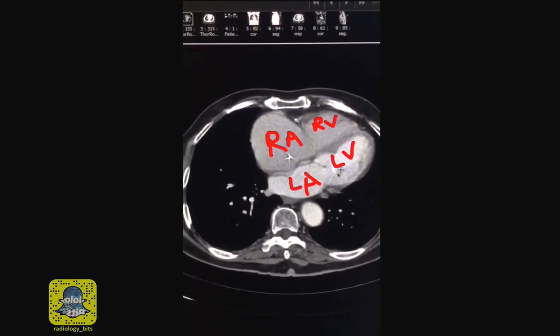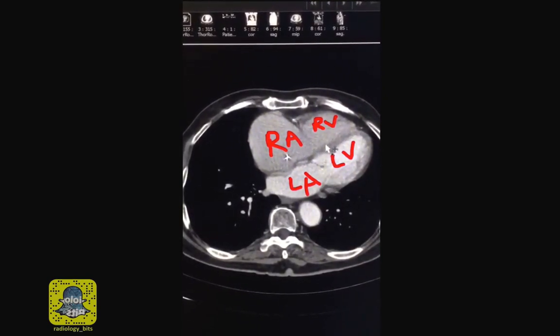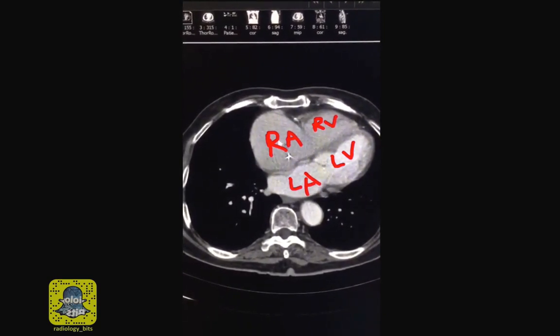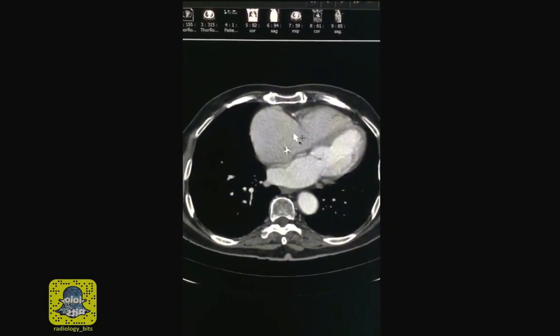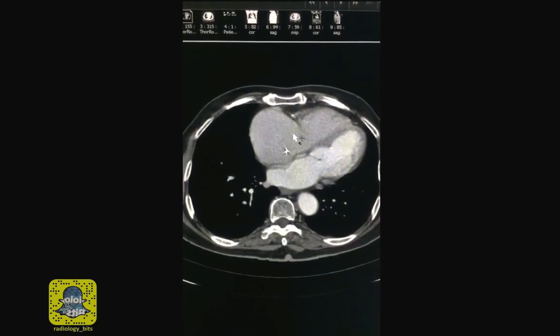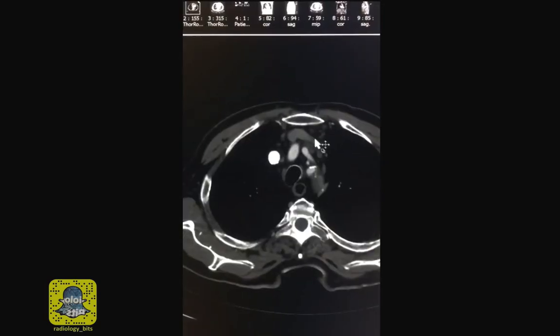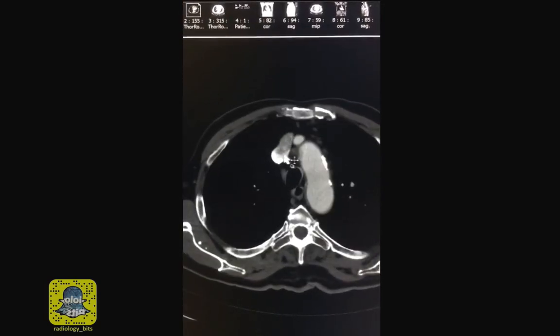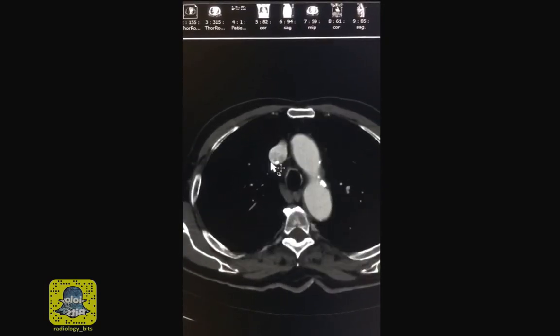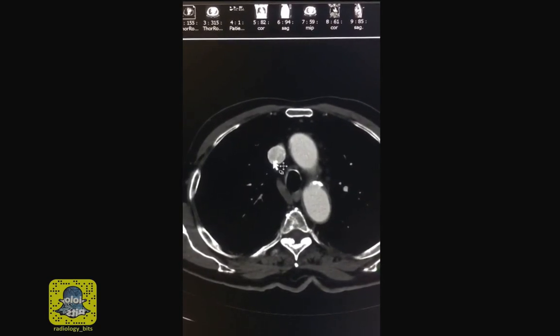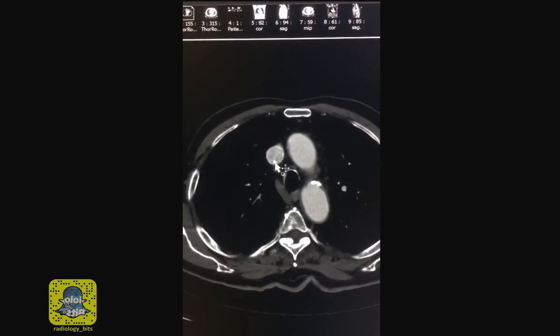This is the CT scan that was performed shortly after, showing a right ventricle, left atrium, and right atrium. For juniors, you're looking at the patient from his feet, so this is anterior, this is posterior, this is right, and this is left. This is your left brachiocephalic vein joining the right brachiocephalic vein to form the SVC, and floating within the SVC we see our structure.